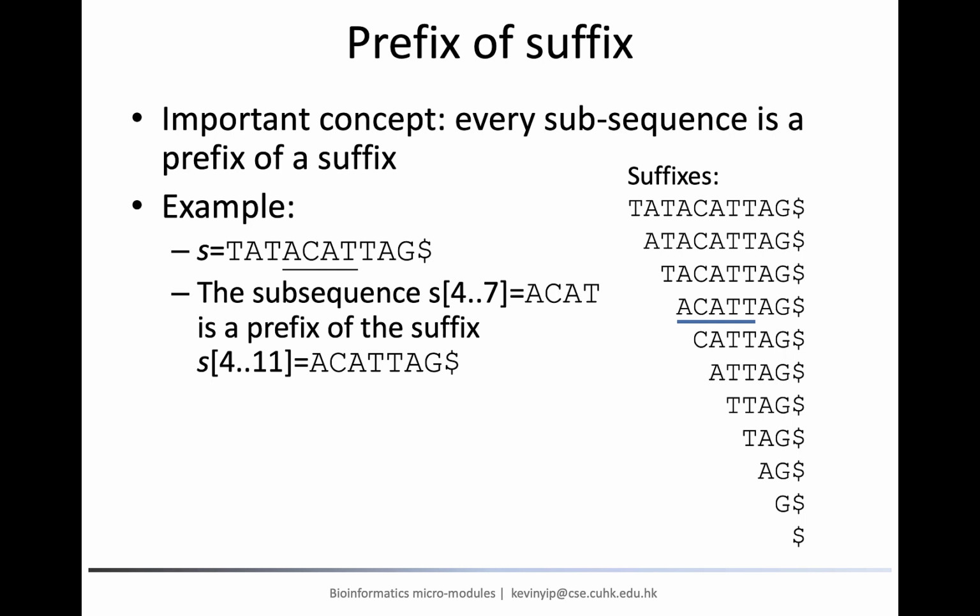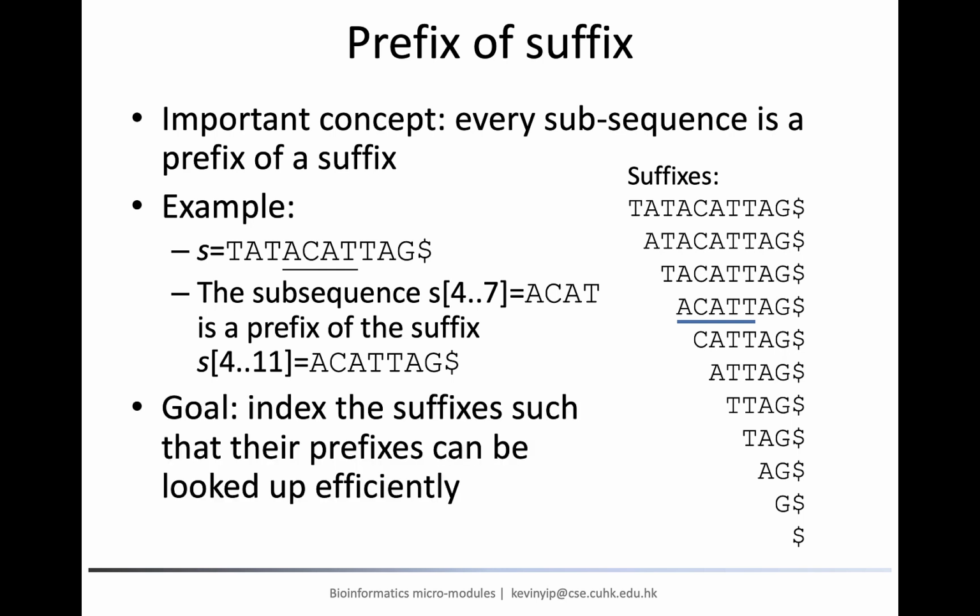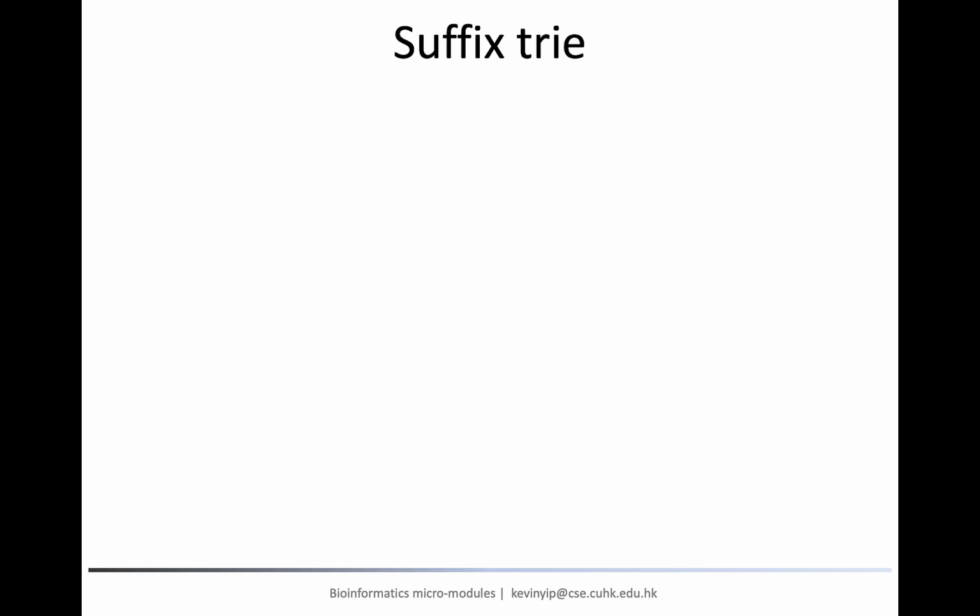In our application of short read alignment, this concept states that a short read R is a subsequence of reference S if and only if R is a prefix of a suffix of S. Therefore, one way to check whether a short read has a perfect match with the reference is to find an index such that the prefixes of all the suffixes of the reference can be looked up efficiently. One such index is the suffix trie.